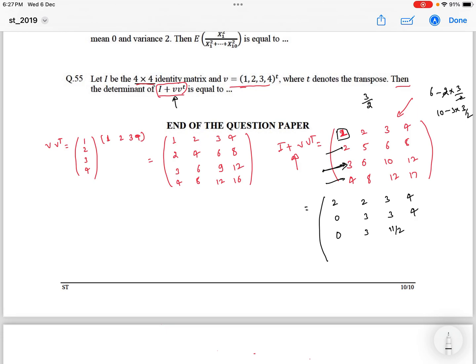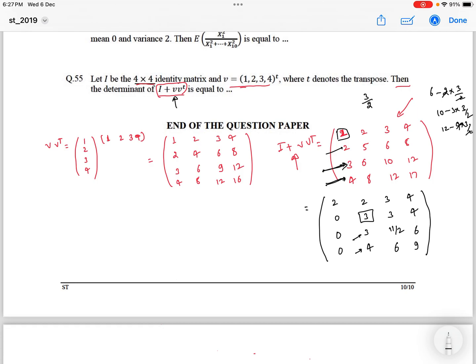10 minus 9 by 2, that is 11 by 2, correct. Here we will have 12 minus 4 into 3 by 2, so 12 minus 6, that is 6. Next we want to make this 0, so our multiplier would be 4 divided by 2, that is 2. So we will multiply the first row by 2 and then subtract it from the last row. So it will be 0, and 8 minus 4 is 4, and 12 minus 6 is 6, and 17 minus 8 is 9.